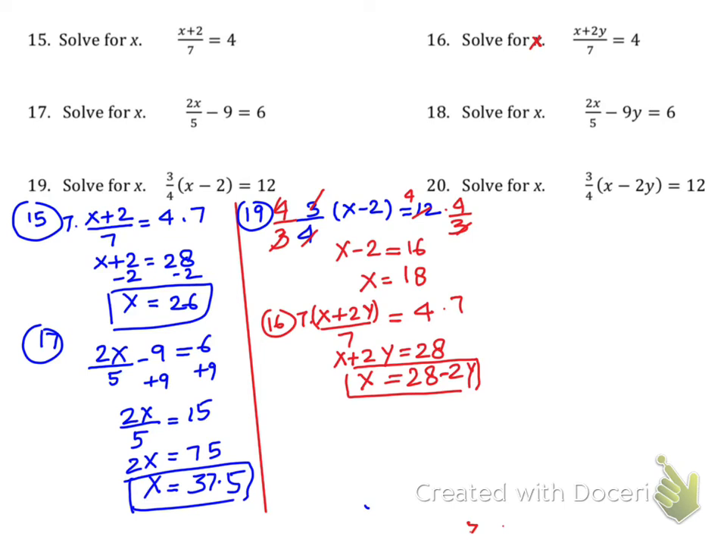So let's move to 18. So 18 says 25 over x minus 9y equal to 6. We have to solve it for x, so I need to keep x with me. What I would do, I get rid of this 9y first. I add 9y to both sides. So this question looks a little different. You just add 9y. Keep on doing it, no matter if it is a variable you need to get rid of. 5 over x is equal to 6 plus 9y. Now it looks a little simple.